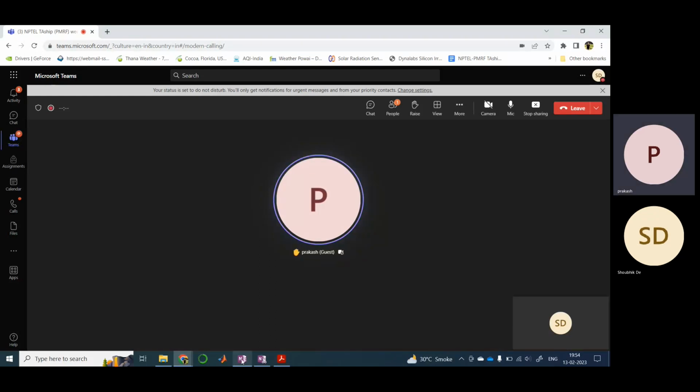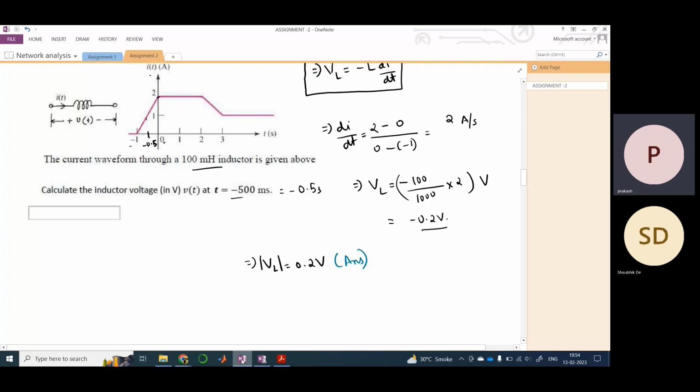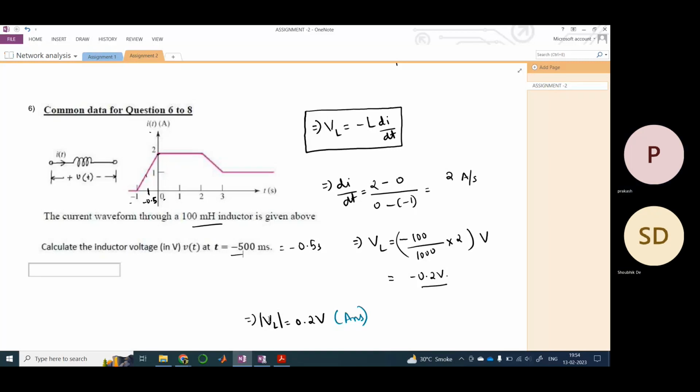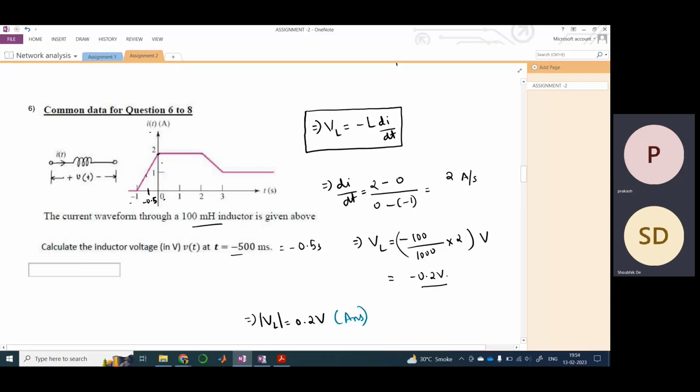Can you tell me one more time, sir? I can't understand which part. There is no use of 0.5 second in your slide, sir. If you can find where you used the 0.5 seconds, sir. See, this is the funda I told you.